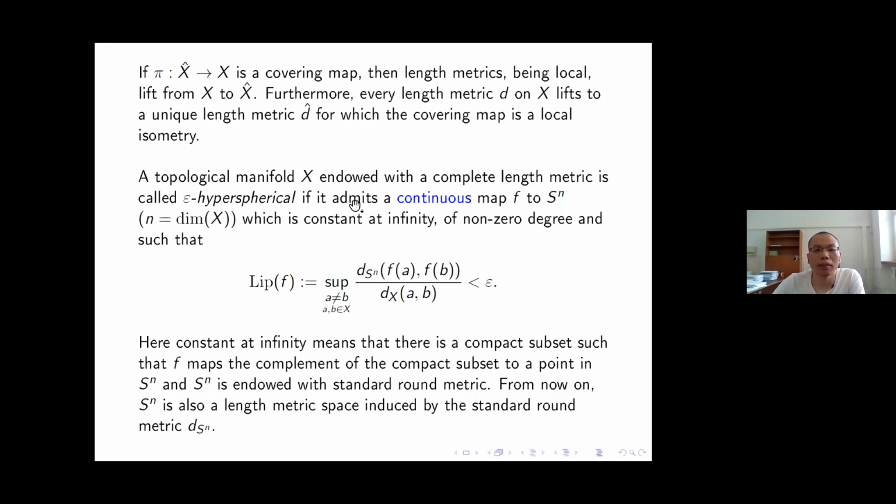And here, the epsilon-hypersphere is defined by Gromov and Lawson. They require the metric to be C1 smooth, since they need to use the index theory, and here our only required metric is continuous.